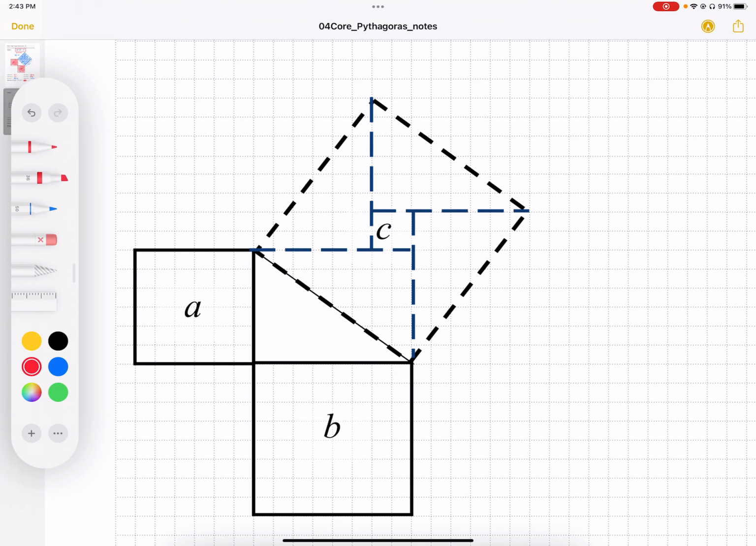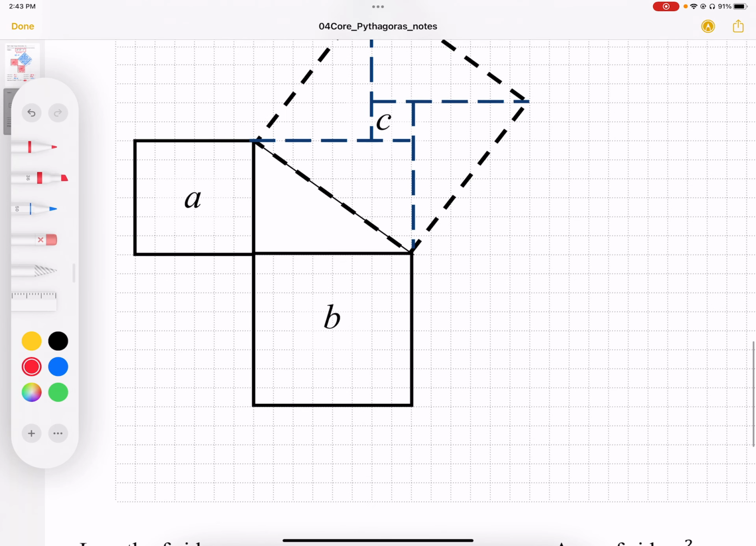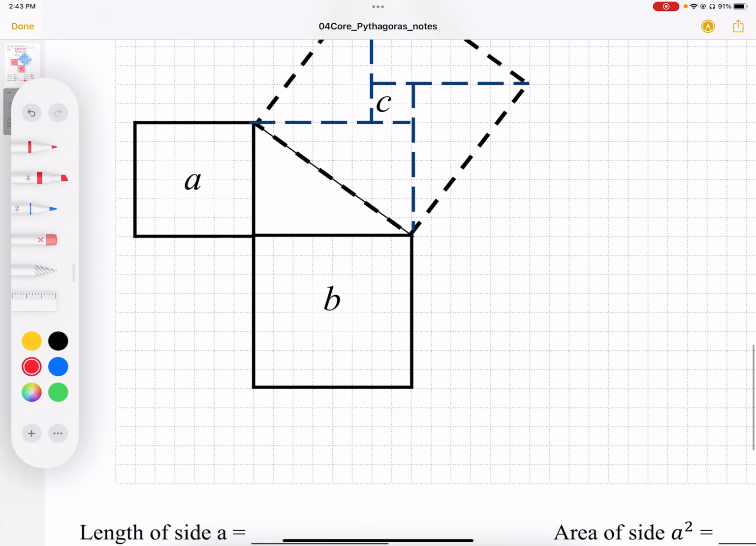So we're going to do the same thing here. We're going to find the area a squared and b squared by measuring the length, so counting the lengths of a and b. And we're going to check to see that the a squared plus b squared area is the same area as that c squared area.